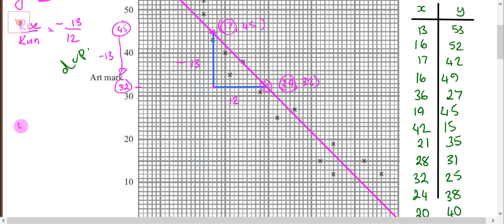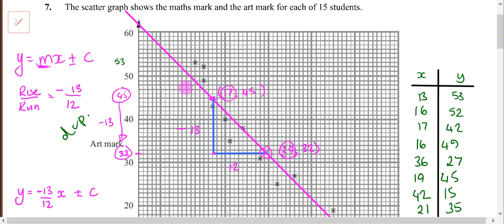The y equals, and I have my m. And my m is negative 13 over 12. Well, actually, I'm going to do it as negative 13 over 12x plus or minus something, isn't it? What's my something going to be roughly? Just as a check. Plus 60 something. Gives me a rough idea.